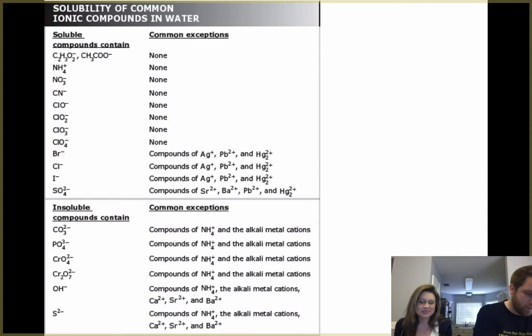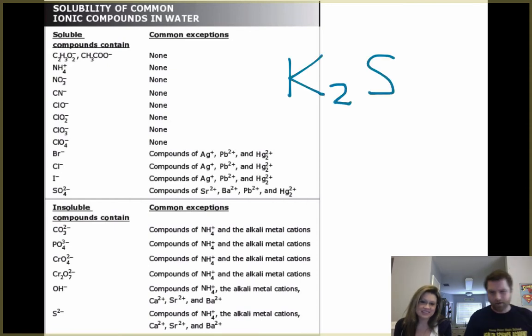Sure, next one. We have potassium sulfide. Ooh, this is a tough one. Potassium sulfide. Well, sulfide's the anion and is in the insoluble compounds box. And then we've got to look at the exceptions. So it's not ammonium, it's not calcium, strontium, or barium, but potassium is an alkali metal in the first column. So this is soluble. Judges?